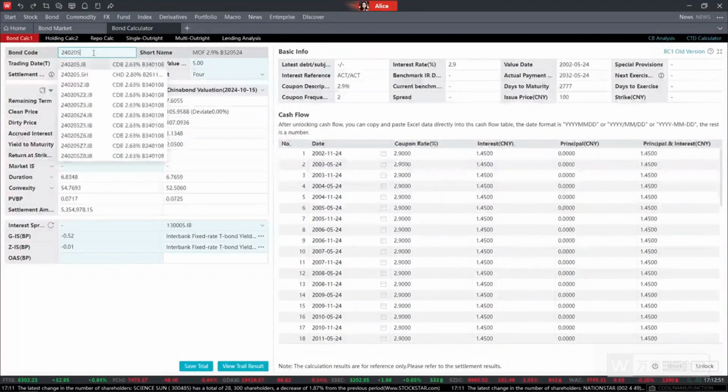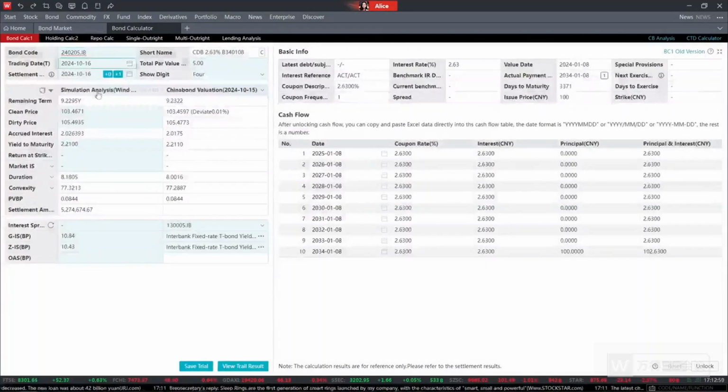240205. This bond is issued by the China Development Bank, and it is traded at high frequency, so I want to take a look at this bond. Once I enter this bond, it will provide the default original data over here, like the clean price, dirty price, and several parameters. This only provides the original data, but you can change it as you want, where the color is light blue.